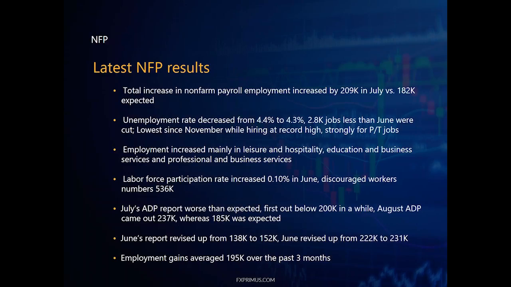June's report, which was out a couple of days ago, was revised. June's report was revised to 231K from 222K. However, May's report was revised down from 152K to 145K. Now, April's report was revised up from 138K to 152K, and June's was revised up from 222K to 231K. Employment gains averaged 195K over the past 3 months. In August, the ADP report came out at 237K, while the expectations were for 185K. That is 52K above expectations.